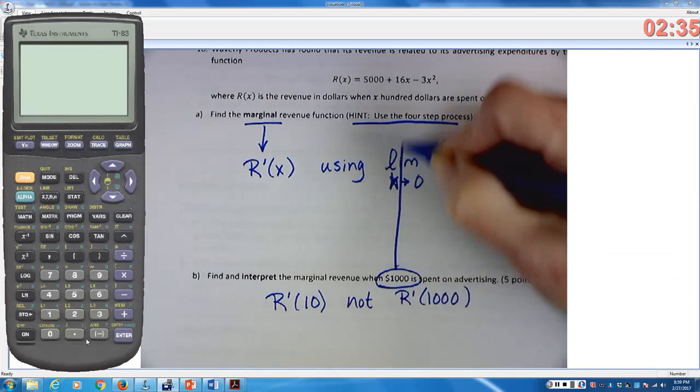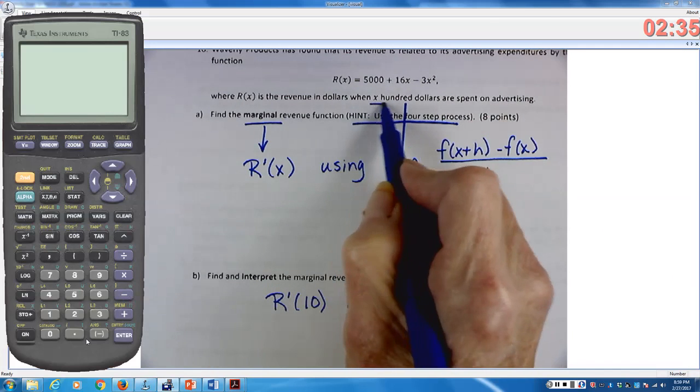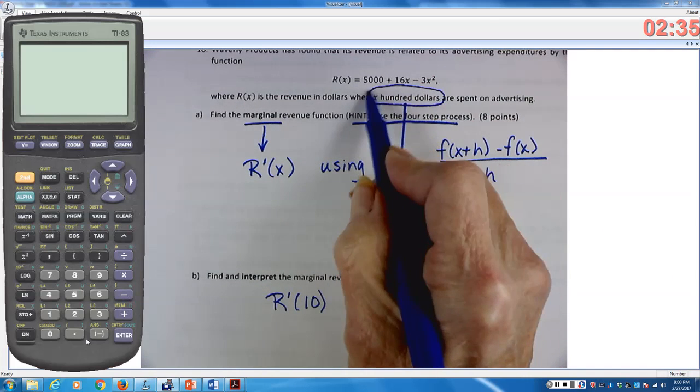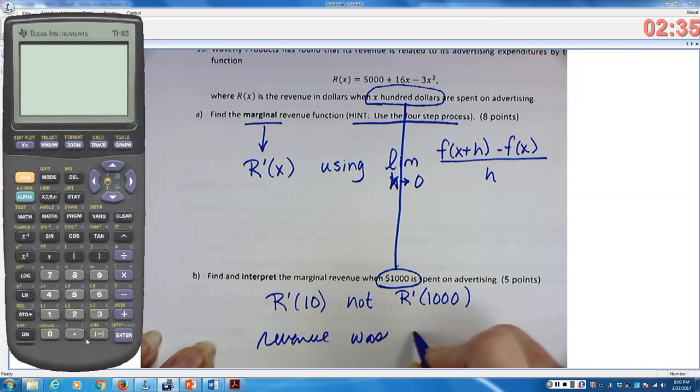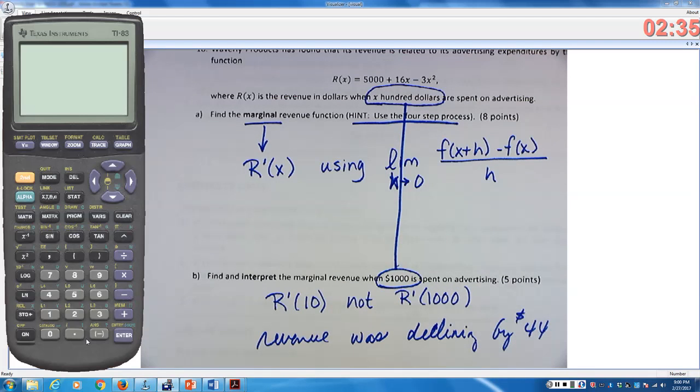Because you didn't read your problem. You have to read your problem, watch your units. And then interpreting it meant that revenue was declining, I think it was, something like $44 at that point. Okay?